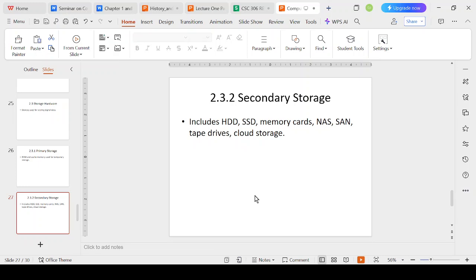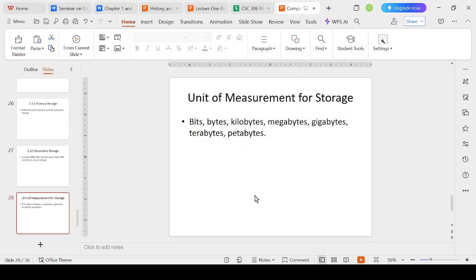We also have thumb drives. We have cloud storage, storing big data in the cloud, because ordinarily the physical devices will not contain it, because it's as big as several terabytes and petabytes of data.